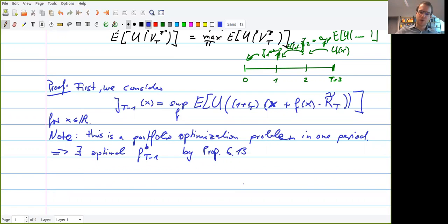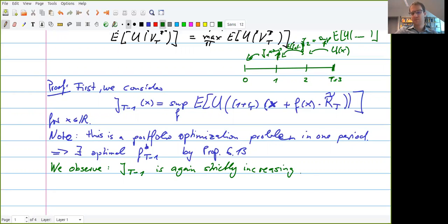So let's keep going backwards. We make the following observation: J_{T-1} is again strictly increasing, strictly concave, and bounded from above.